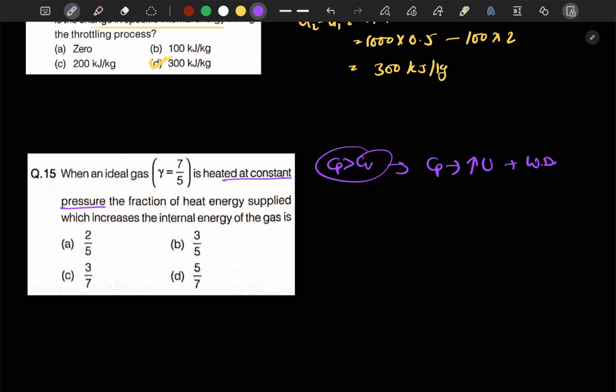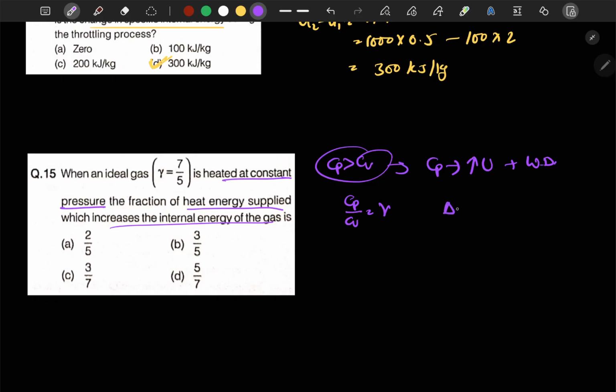So we know Cp by Cv is equal to gamma, and since it is asking about Cv, Cv is equal to Cp upon gamma. Now in the question it is asked what fraction of heat energy supplied increases the internal energy of the gas.